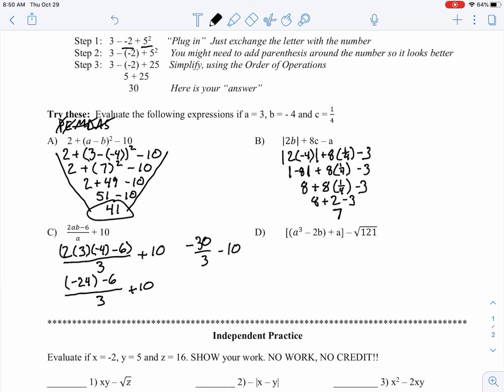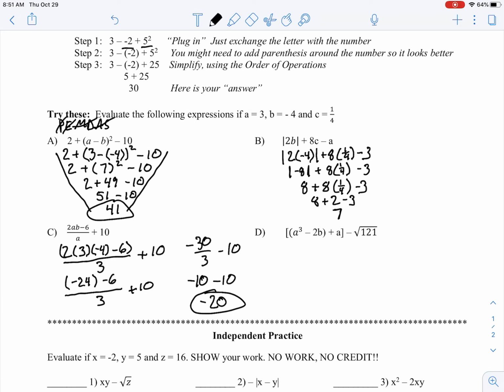So now we're going to take care of our division here. Negative 30 divided by 3 will be negative 10 plus 10. And negative 10 plus 10 is 0. So there's our answer there. It would be a funnel looking thing, but this one's kind of big and messy, so it doesn't look quite as neat as the others did.